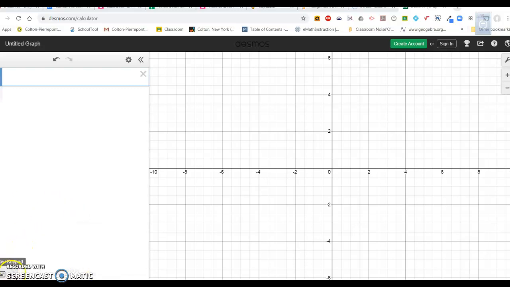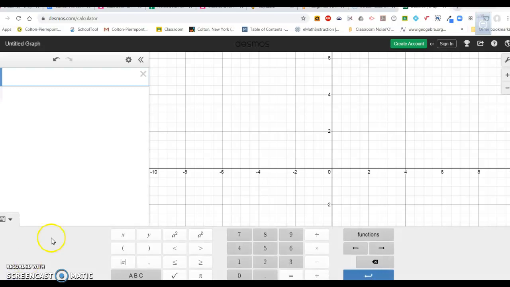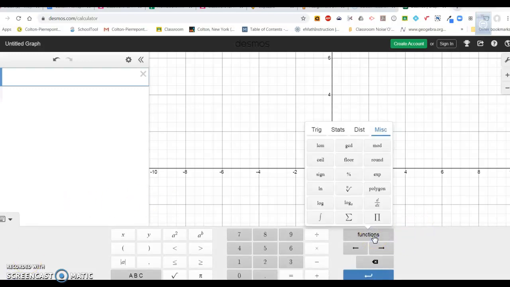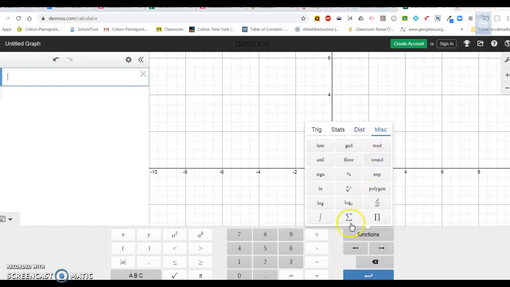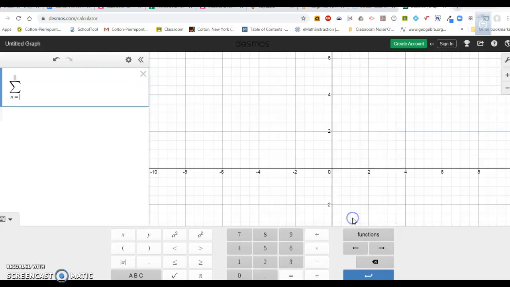If you go down to your keypad right down here, and you go over to the functions thing, and you go over to miscellaneous, you have trig, stats, distributions, and miscellaneous. If you look at the miscellaneous one, the summation is there. It's this one right here. Okay, the only difference is instead of using i, it uses n. When you do it on your calculator, you use x.